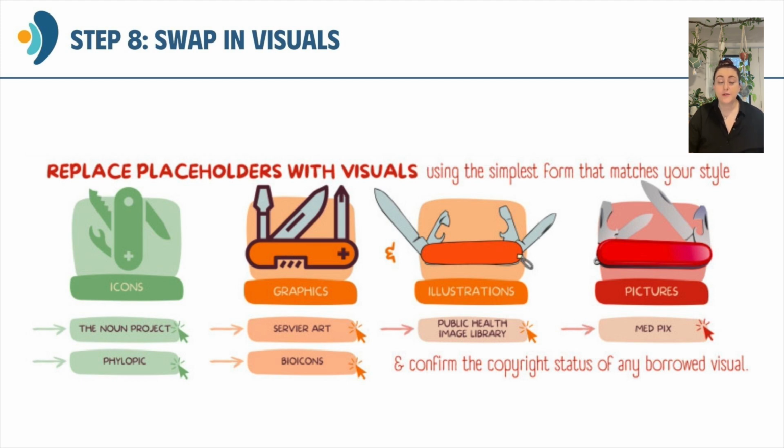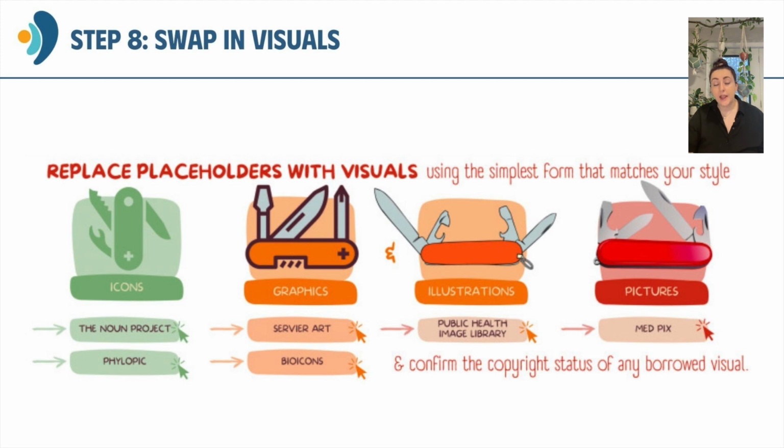The next level of complexity from there is illustrations. Illustrations have different components, additional colors. They sometimes also will include things like highlights and shadows to provide additional dimensionality. Essentially, it's giving you a step closer to reality on top of what graphics would. An example of where you might find some illustrations include the Public Health Image Library.